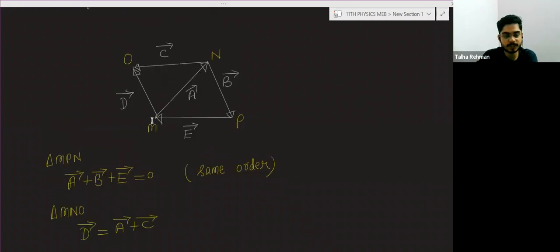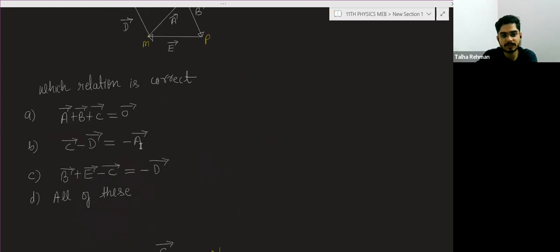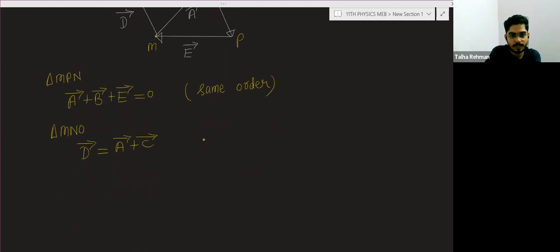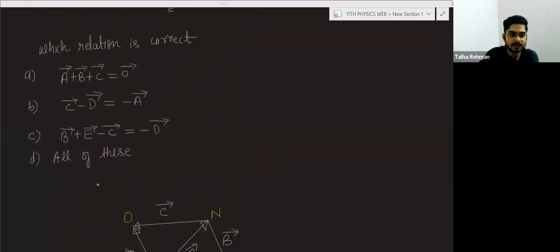And from the option, C minus D vector is equal to minus A vector. So I can write this C minus D vector is equal to minus A vector or not? From this equation, I can write this now. This C vector and this minus D and this will become minus A. So I think this option is correct.